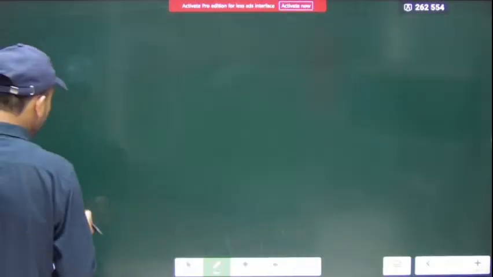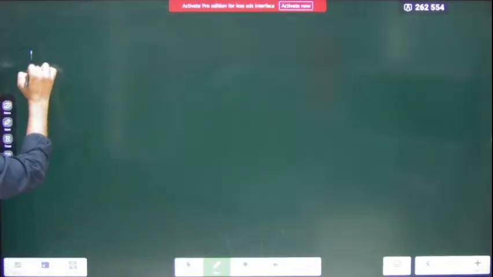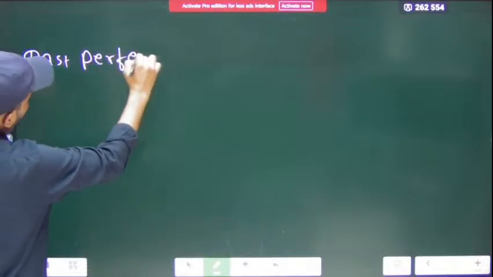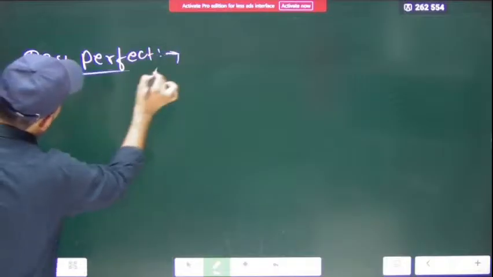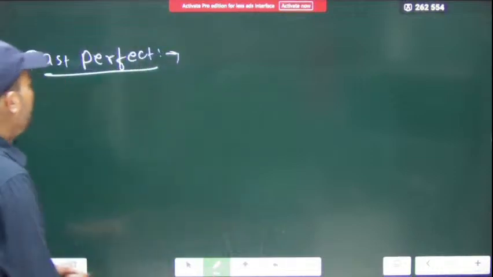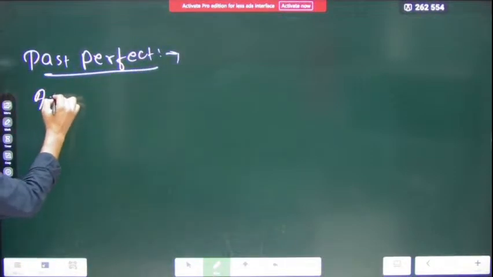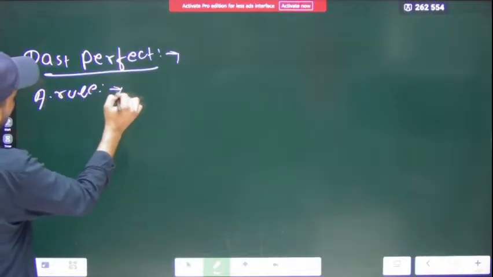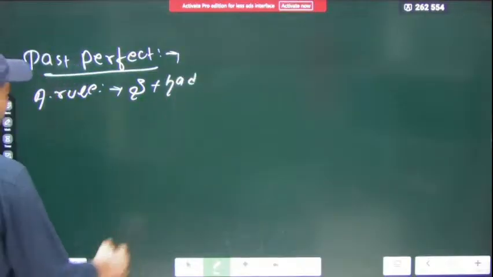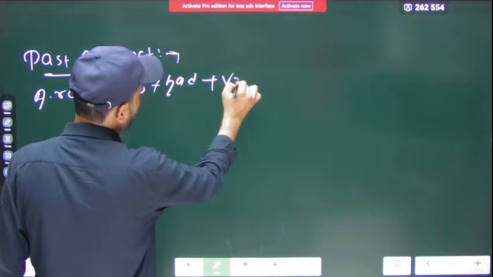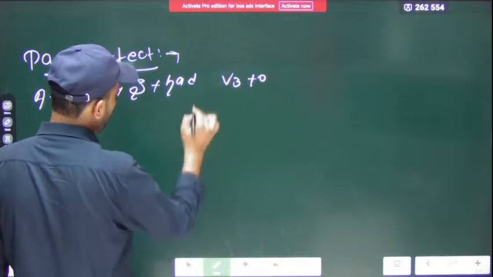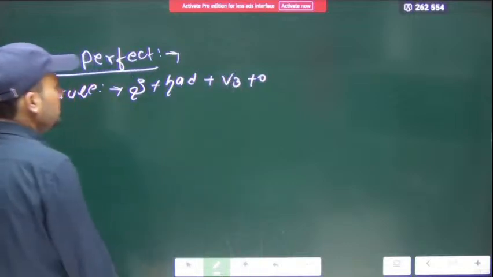Okay, so present, past continuous we studied. Now we are going to study past perfect. Okay, what we are going to study? Past perfect. Now see, the rule of past perfect, we all have studied, we all know the rule of past perfect is subject plus had plus verb 3 plus object. We all have studied subject plus had plus verb 3 plus object.